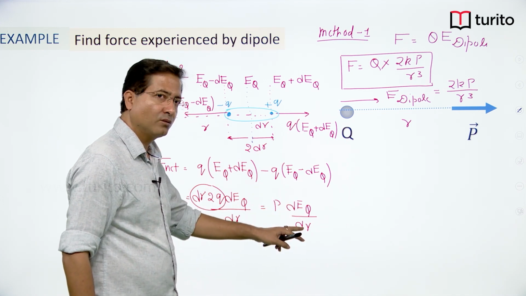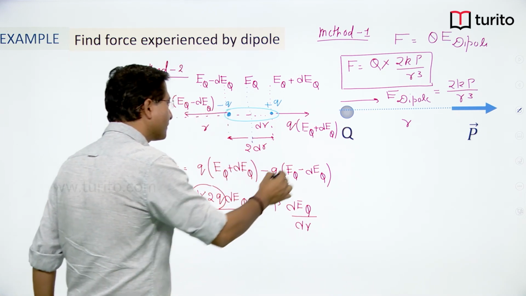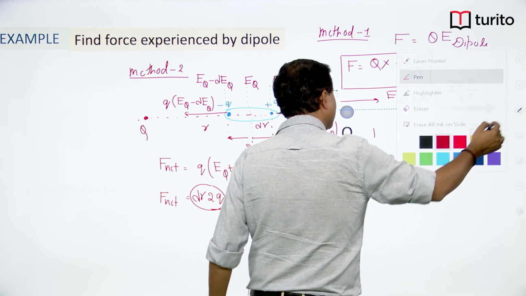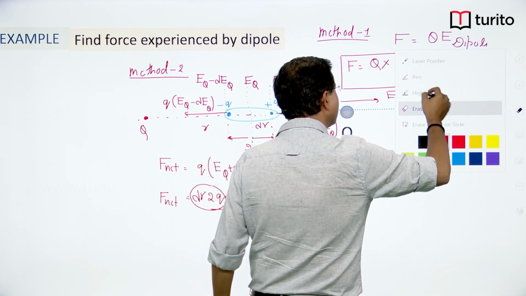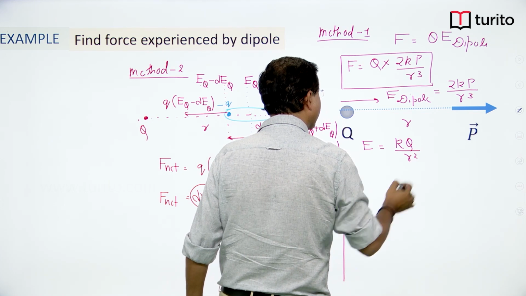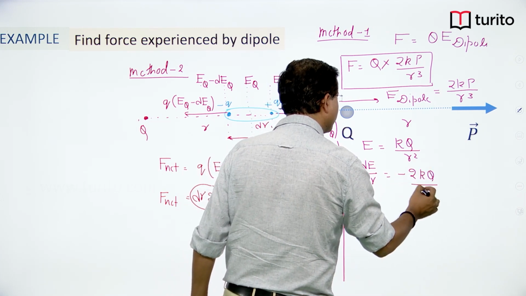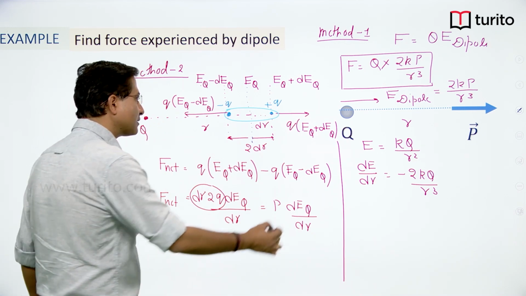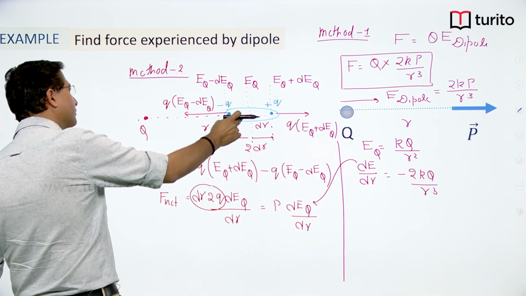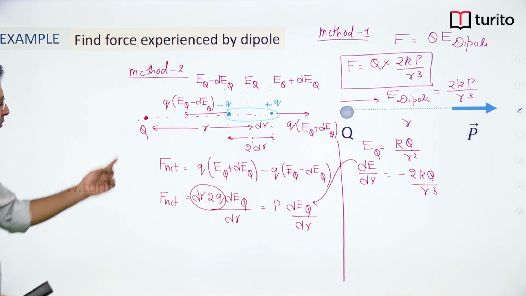Field produced by q, differentiation with respect to r. So how much field does this capital Q produce? The field produced is kq divided by r square. If I differentiate with respect to r, I will get minus 2kq divided by r cube. So this value I substitute here; this is the field produced by q. This q charge at distance r produces how much field? This distance is r, from here till the center of the dipole.